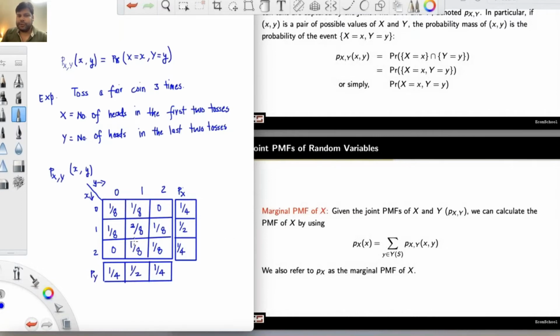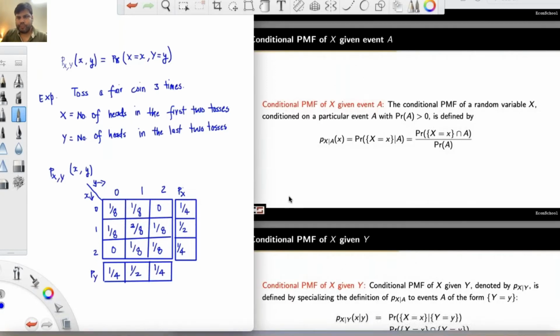Have you all understood this? You can also see over here, this is exactly what you're doing. You're taking the joint, summing it over Y to get the probability mass function of X at x. That's exactly what we are doing over here. Is that fine? Yes, Professor.